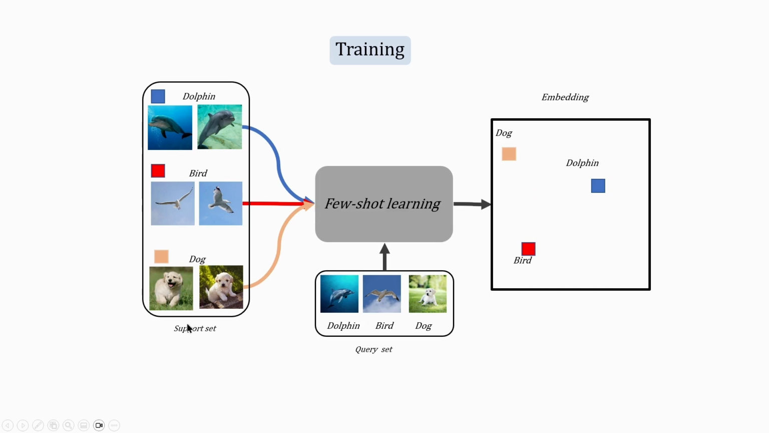Now let's look into what's happening in this diagram. In the first step, support set images are fed to the few-shot learning model to map to the embedding space. Then the query set is fed into the model and mapped to the same embedding space. After the classification of the query set, the loss is evaluated, and from the loss, the model will try to improve itself.